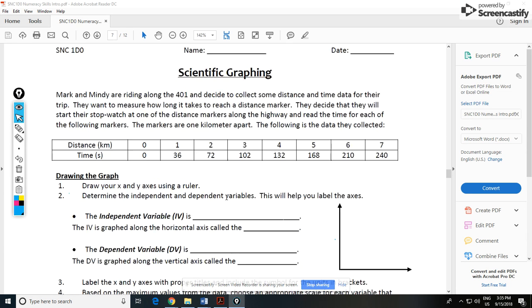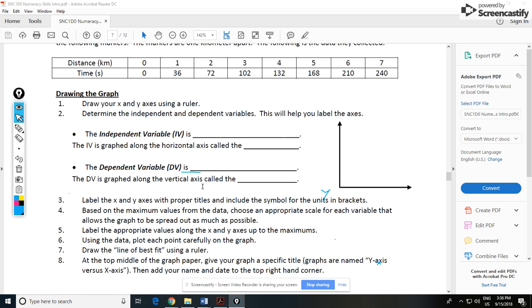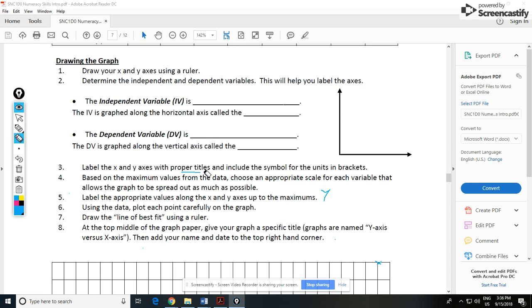And then we get down to scientific graphing, which is very important. You'll learn where the different variables go and what the characteristics of a good graph look like. So you'll have to have a title, use a ruler, which is super important. Remember that the x-axis is always the independent variable, and the y-axis is always the dependent variable. And you have a list of steps here that guide you through how to make an appropriate graph.